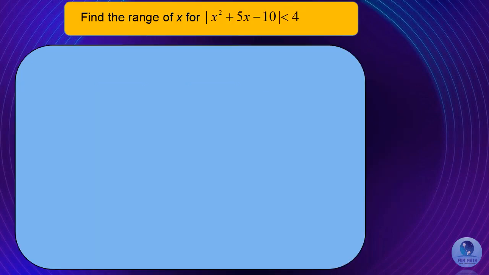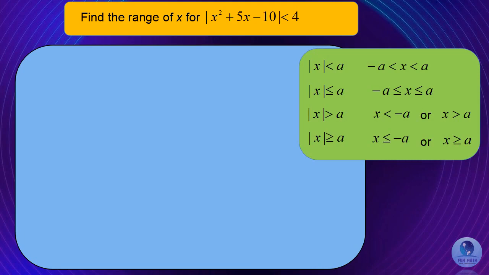Look at the next example. Find the range of x for modulus x squared plus 5x minus 10 is lesser than 4. To answer the question involving modulus inequality, you need to memorize a few sets of formula. Generally, if modulus x is lesser than a, then x is greater than negative a but lesser than a. If modulus x is greater than a, then x is lesser than negative a or x is greater than a.